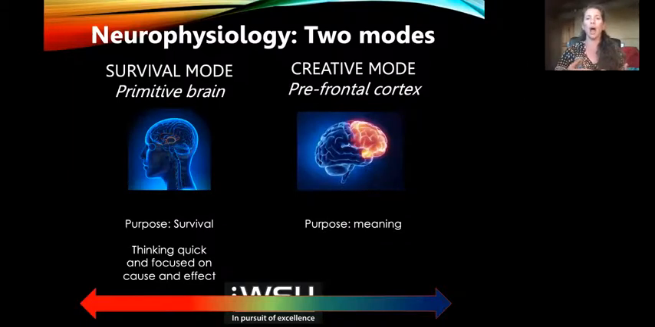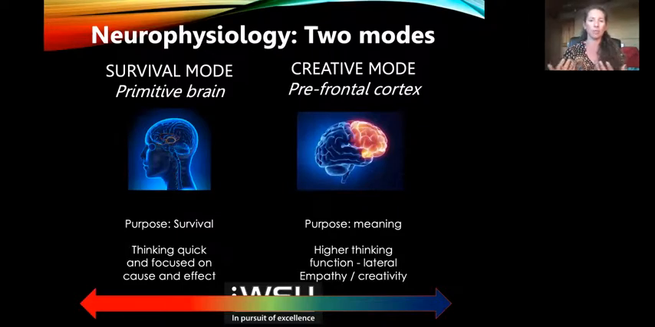So this is where our meaning and purpose in our lives lie. This is where we ask the great questions. What is this all about? What is important to me? Where are my higher values? And the thinking here is very different because we now have access to a whole higher level of thinking. We can think laterally, we can think in a much better perspective. Here we're able to be empathic, and here we're able to be creative.